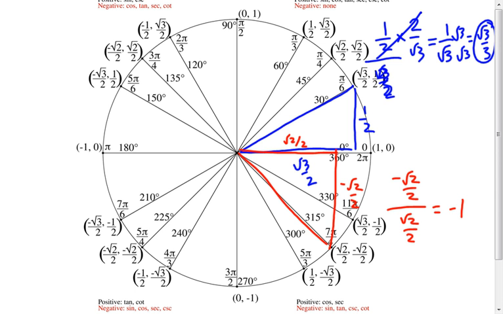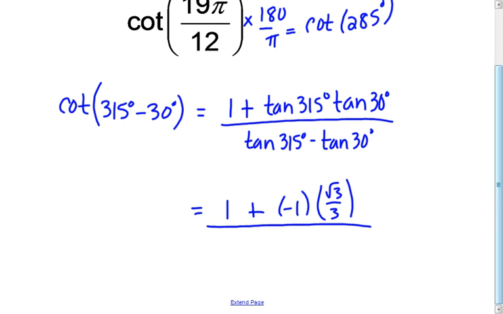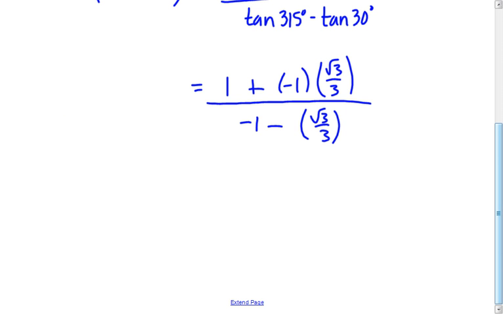All right, so now I'm going to plug those things into my formula here. Tangent at 315 is negative 1. Tangent at 30 is root 3 over 3. On the bottom, I will have this. A common mistake people will make is they'll take the 1 right here and the negative 1 right here, and they'll try to add them to make 0. Remember, you need to multiply before you can add and subtract, so that's not going to cut it. I actually have to take that negative 1 and multiply it by the root 3 over 3.